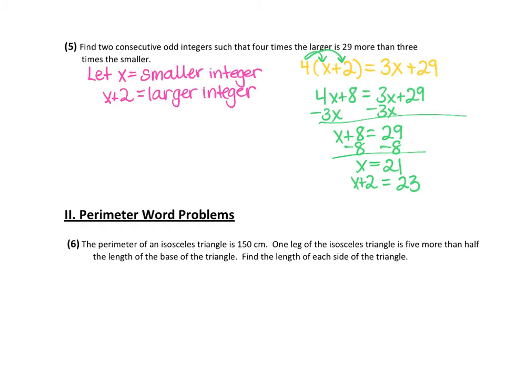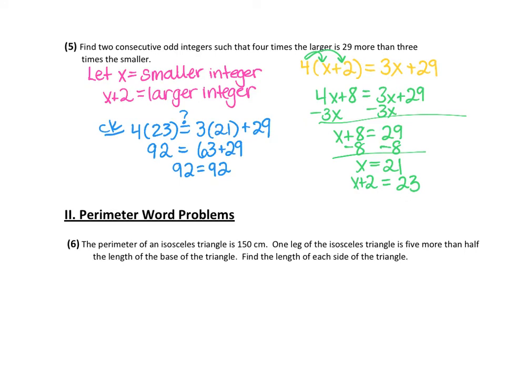Let's just check to make sure that we have the right answers. So 4 times the larger, which is 23. Does that equal... Oops, I was rewriting that. We'll go back to how we did it before. 3 times the smaller plus 29. 4 times 23 is 92. 3 times 21 is 63. So does 92 equal 63 plus 29? It does check.